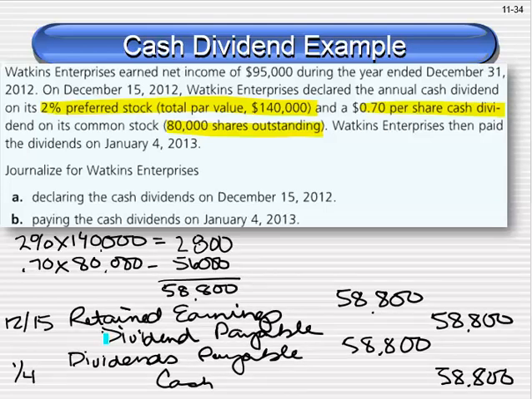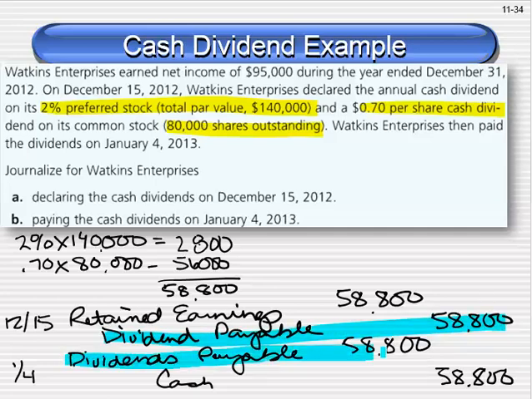Just to explain a little bit, this dividends payable credit of $58,800 and this dividends payable debit of $58,800 will end up canceling each other out. The credit is the same amount as the debit, so those will zero each other out. And what we're left with is the reduction in retained earnings of $58,800 and the reduction of our cash for the same amount.